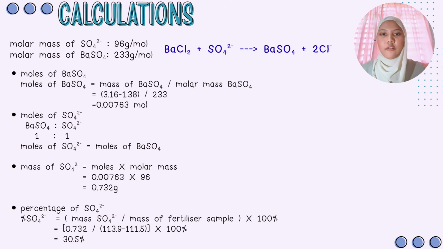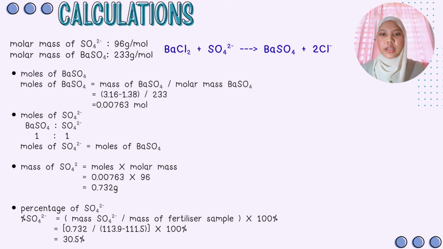Therefore, the number of moles of sulfate originally present in the fertilizer is exactly equal to the moles of barium sulfate produced, which is 0.00763 moles. Now that we know the moles of sulfate, we convert it back into grams to find its mass. We multiply 0.00763 with the molar mass of sulfate ion, which is 96 grams per mole. The mass of sulfate ion is 0.723 grams.